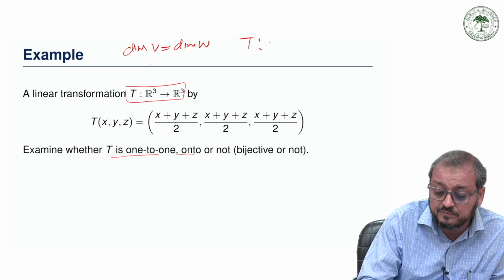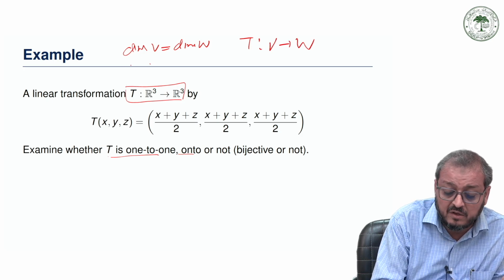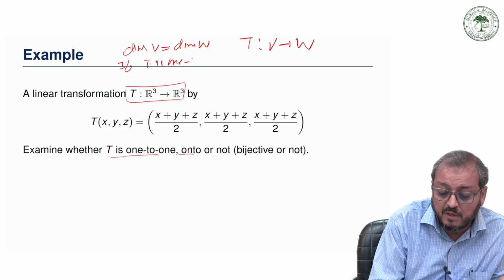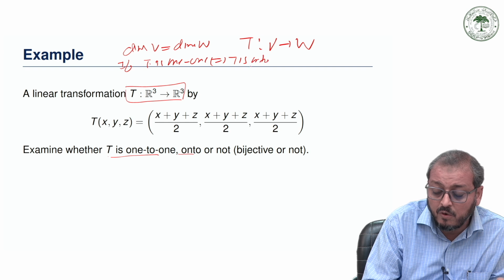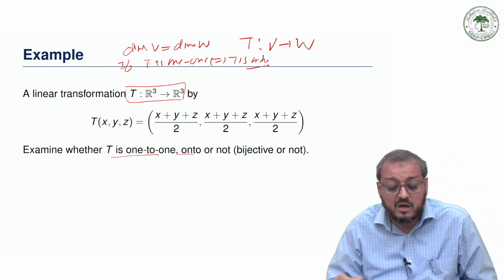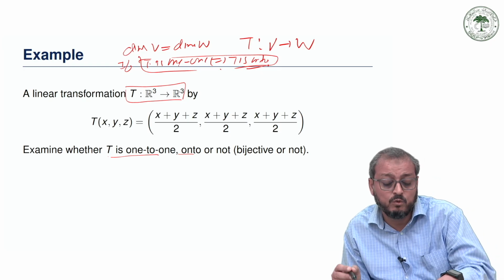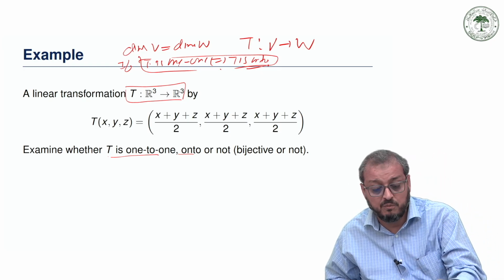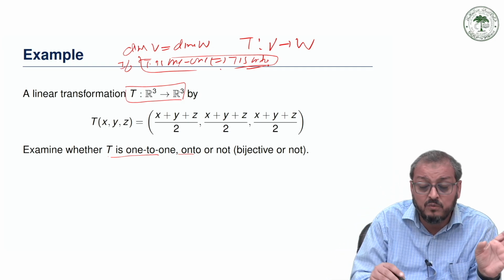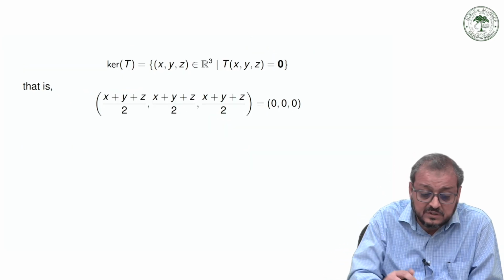If T from V to W is a linear map, then T is one-to-one if and only if T is onto. So if T is one-to-one, then T is also onto, because this is a map from R3 to R2. Okay, so we first take the kernel.